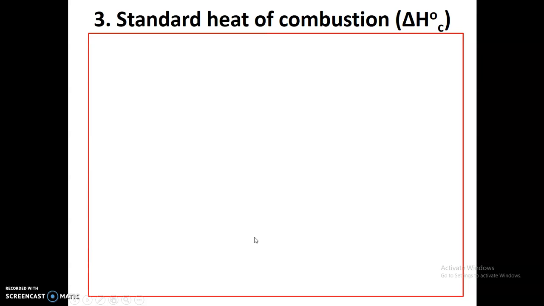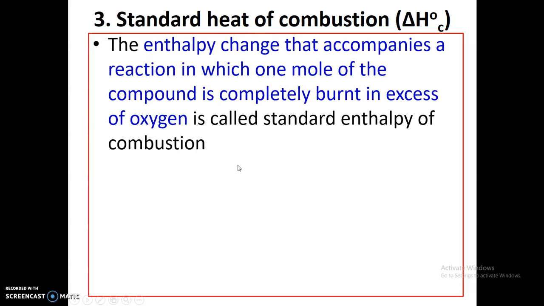In the last video, we discussed the standard enthalpy of formation. In this video, we are going to discuss standard heat of combustion. The enthalpy change that accompanies a chemical reaction in which 1 mole of a compound is completely burnt in excess of oxygen is called the standard enthalpy of combustion.